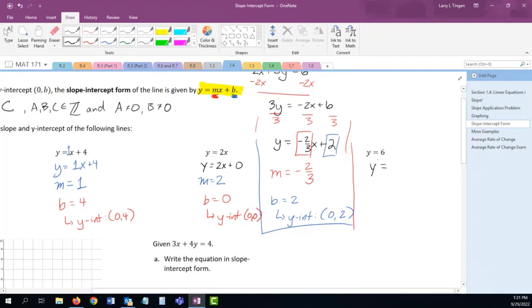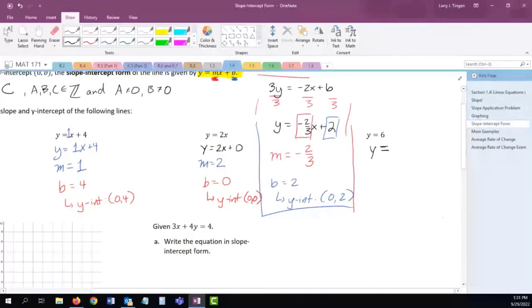So I know this is a horizontal or vertical line. Which one is it? When I have y by itself with no x, is that horizontal or vertical? So it turns out it's horizontal. And why is it horizontal? Because it has a slope of 0. 0x plus 6. Yeah, horizontal, exactly. Right? Same thing that was happening over here on the other one.